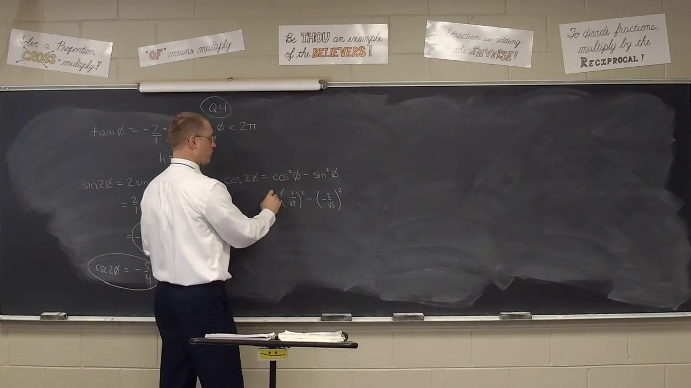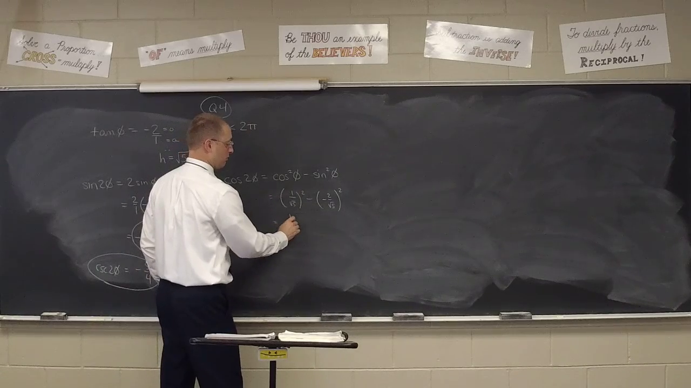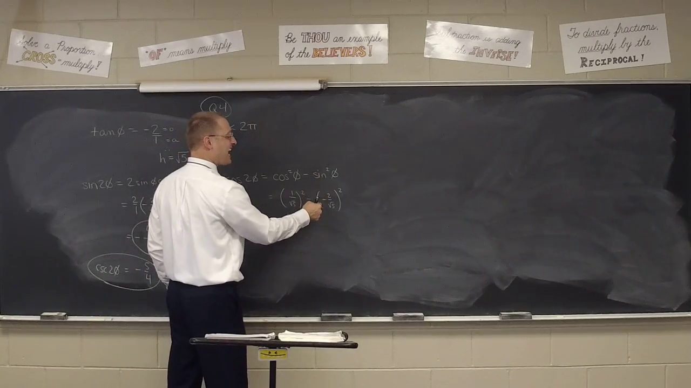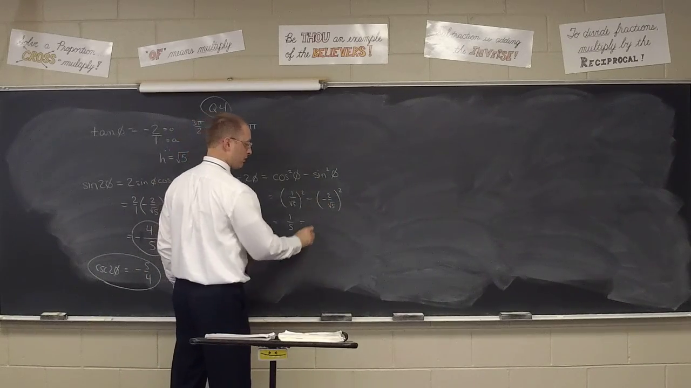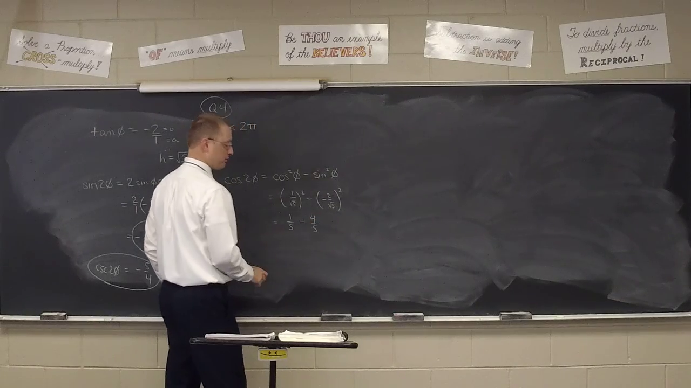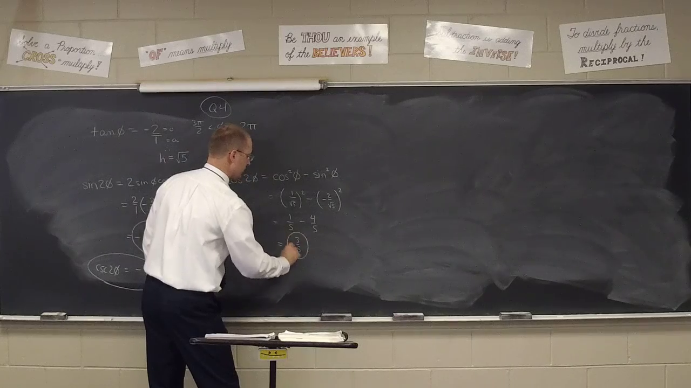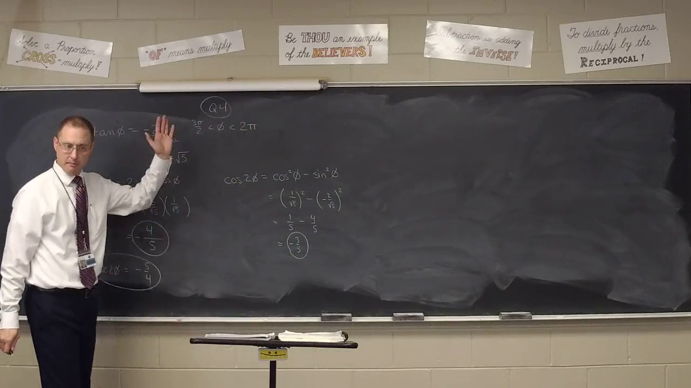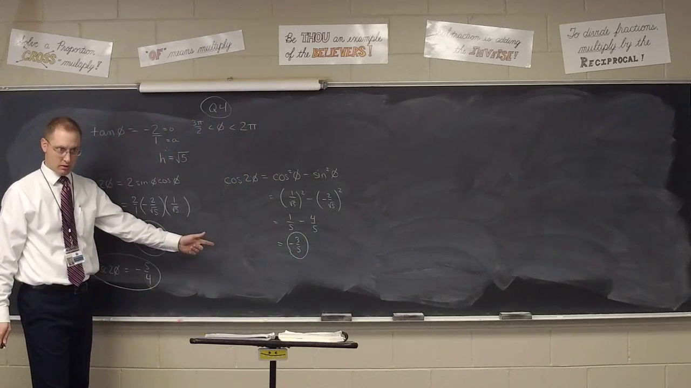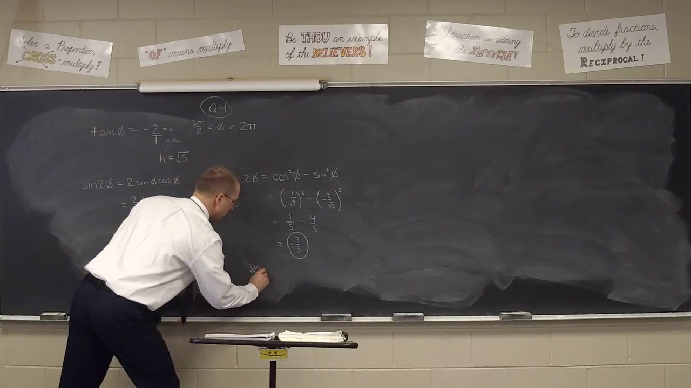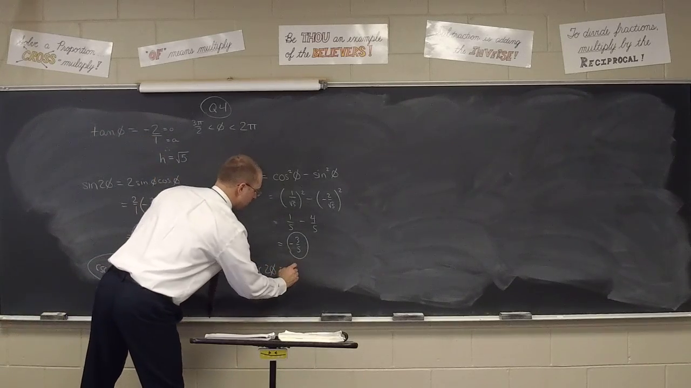What do you get when you square 1 over square root of 5? 1/5. What do you get when you square a negative 2 over square root of 5? 4/5. What's 1/5 minus 4/5? Negative 3/5. And there's the cosine of 2 phi. Did you have that? Questions? What's the secant of 2 phi, excuse me? 5 over negative 3, negative 5 over 3.